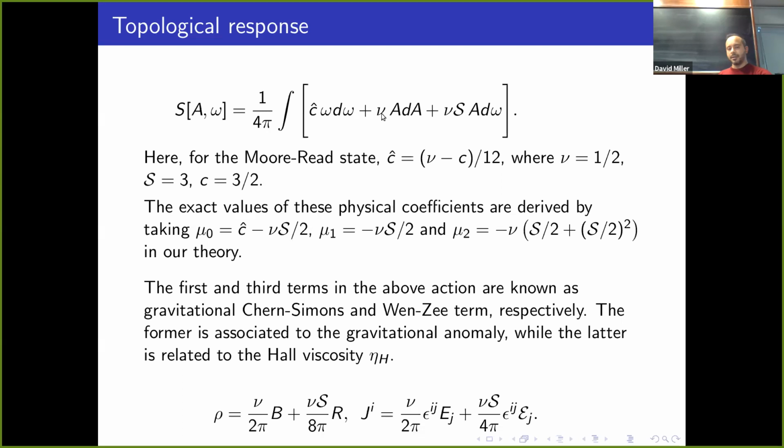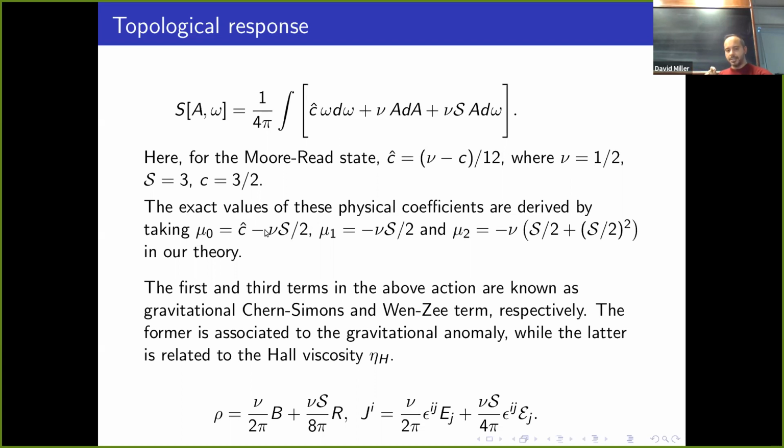Now, the coefficients here, of course, are physical coefficients. There are, as I said before, the central charge, or well, let's say the shifted central charge, because here you have the nu minus the central charge, that is 3/2. Then there is the S, the shift, and then the nu, which is just the filling factor, the Moore-Read one, just 1/2. Now, we can get exactly these physical numbers.